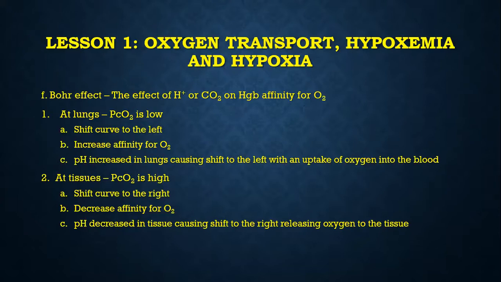Because if CO2 is up, it's going to take it. If CO2 is low, it doesn't. It picks up the oxygen, right? So that's what it's showing. At the lungs, what's happening? The PCO2 is low. The carbon dioxide in the lungs is low. So that causes a shift to the left. And since it shifts to the left, hemoglobin is going to pick it up, because lefty means it's gonna love oxygen. So now it's gonna pick it up, okay? And that's what we want, because after it picks it up, it takes it to the tissues.